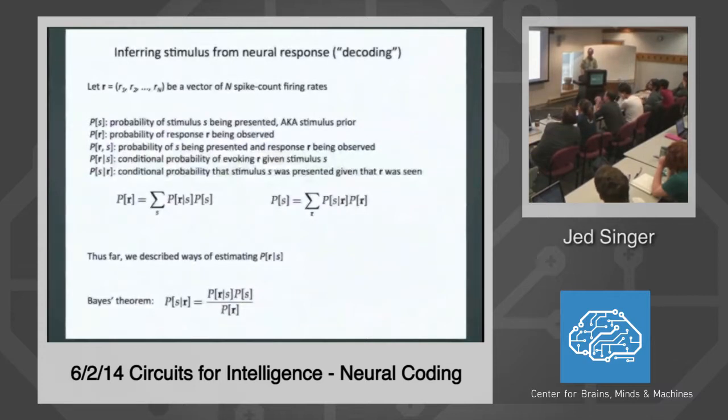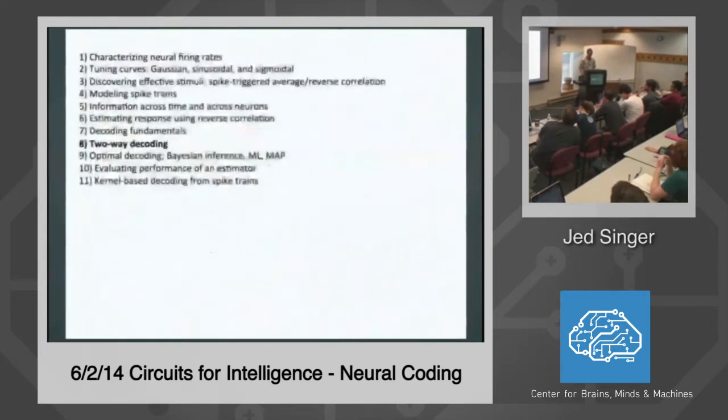Up until now, we've been considering how to estimate P of R given S. We know what the stimulus is. We want to know what's the response likely to be. Now we want to talk about P of S given R. And given this, and this, we can use Bayes' theorem. And we find that probability of S given R is equal to P of R given S times P of S divided by P of R. And we'll get into a little bit more about how to use this in a moment. In particular, we'll do that in the context of two-way decoding.